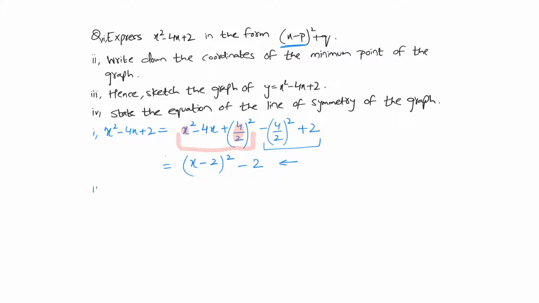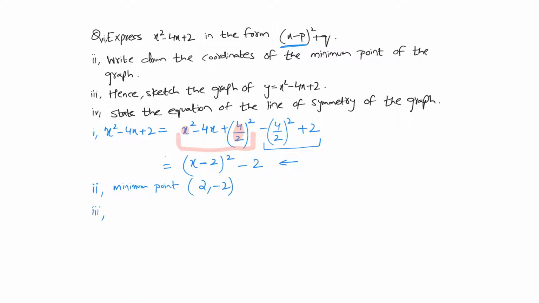Okay, now part 2 says write down the coordinates of the minimum point. Why are they referring to this as a minimum point? Because the coefficient outside the bracket is a positive number, so you will have a minimum curve, hence the turning point will be a minimum point. And in order to write down the coordinates of the minimum point, you can look at this over here. You can pick the values from here. The turning point, the minimum point coordinates are 2 comma minus 2. Remember, there is x minus 2, which means the x coordinate would be 2.